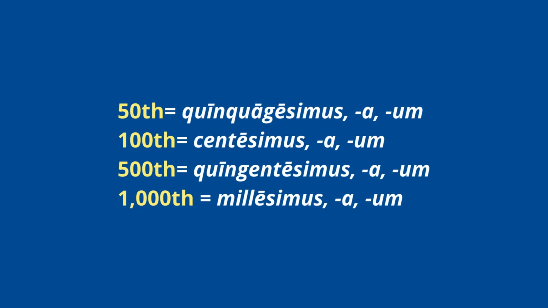Here's some more that you might run into. 50th, right? Quinquagesimus. 100th is centesimus. Then you have 500th and 1000th, okay? So you can count the order of whatever you want, right? These are pretty straightforward. When you run into them, it's not too difficult to work with them because they have pretty straightforward endings, right? Us, a, um endings.